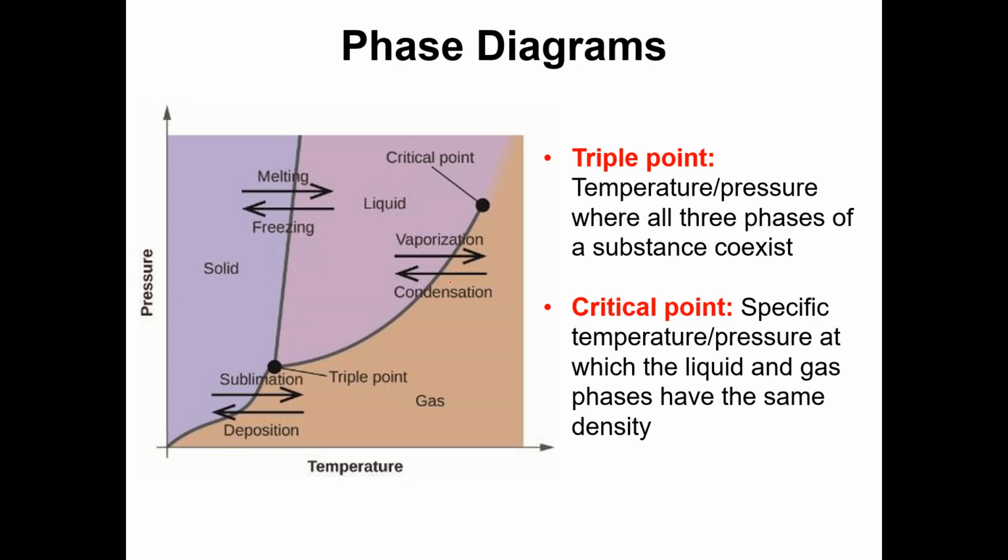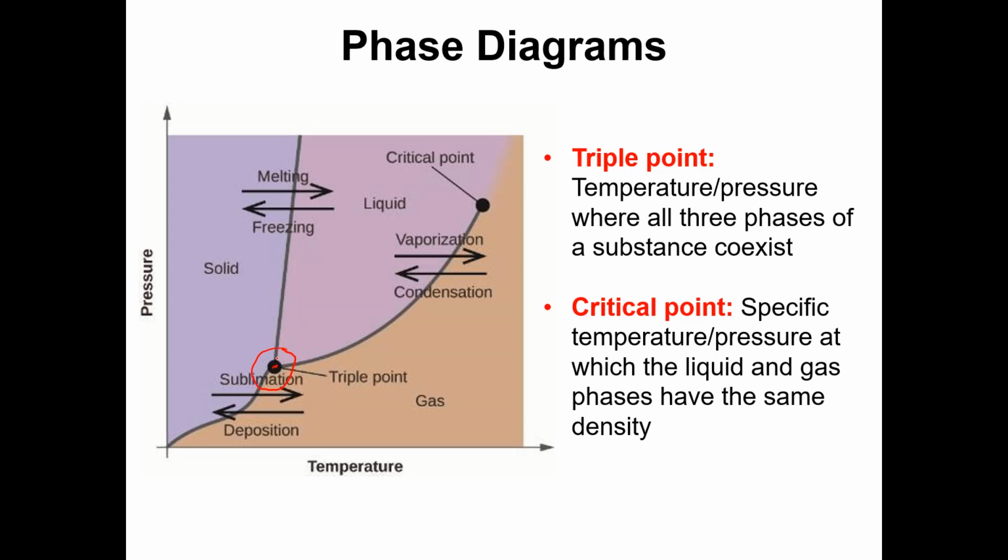But there are 2 points on a phase diagram that are particularly of interest. One of them is this point between all 3 phases that we call the triple point. The triple point is the temperature and pressure where all 3 phases of a substance coexist. So if you're exactly at the temperature and pressure for the triple point, you will have some of your substance in the solid phase, some of it in the liquid phase, and some of it in the gas phase. And all 3 of these phases coexist at this point.